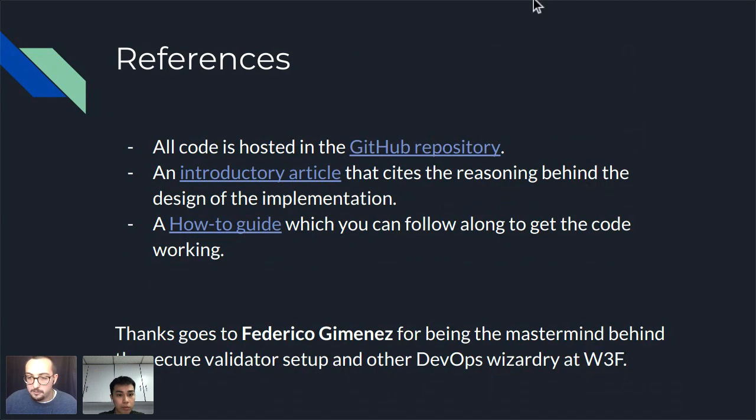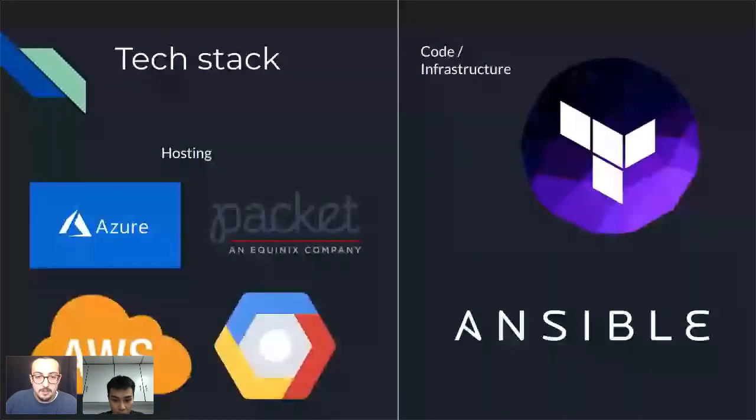Big thanks to Federico from the Web3 Foundation DevOps team for basically putting together this whole setup. So I'll be just demonstrating his work today. The tech stack that we're going to use on the code infrastructure side: we're using Terraform to provision the machines. So we provision separate machines for each node that we will be running, one for the validator, and then one machine for every Sentry that we would run.